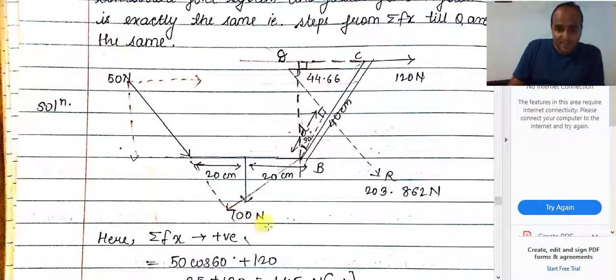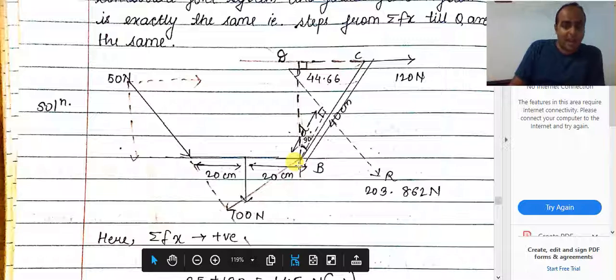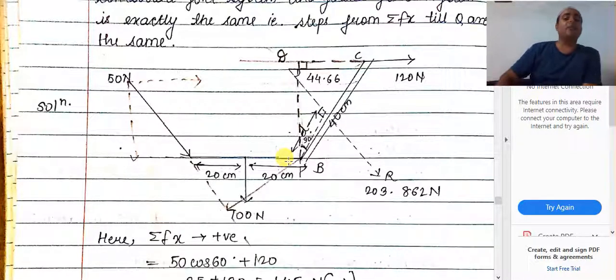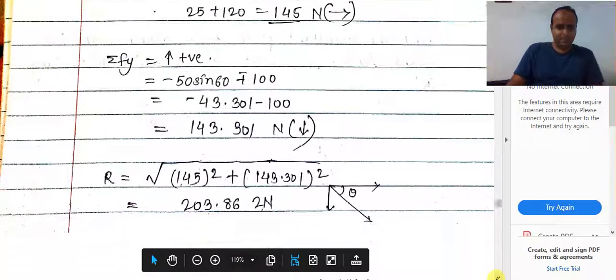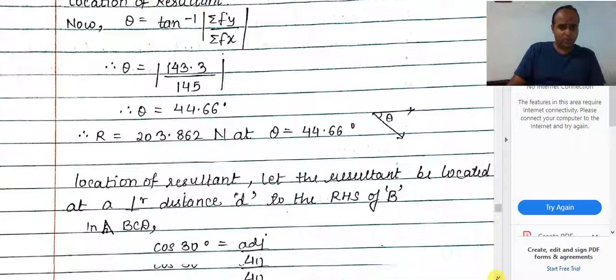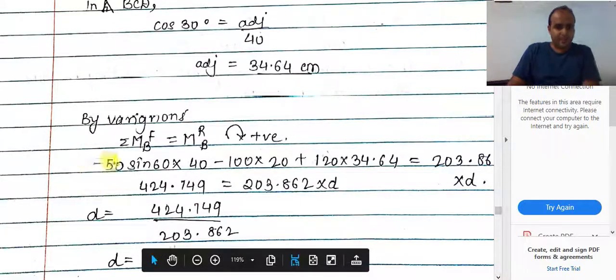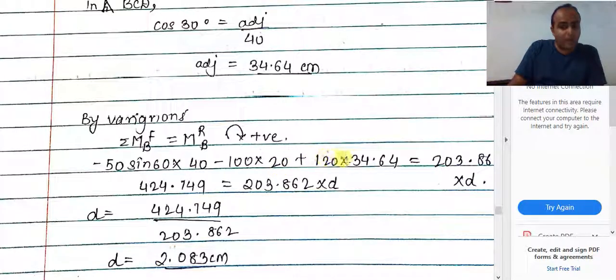Again, if I sit with respect to B and hinge the thumb of the right hand, and then try to rotate the force with the help of the finger, definitely it will be rotating in clockwise sense. That is why it will be taken as plus 120 into 34 point something, what we got as the distance. Let us see the calculations over here. As I said, minus 50 sine 60 into 40 minus 100 into 20 plus 120 into 34.64 is equal to resultant into d.